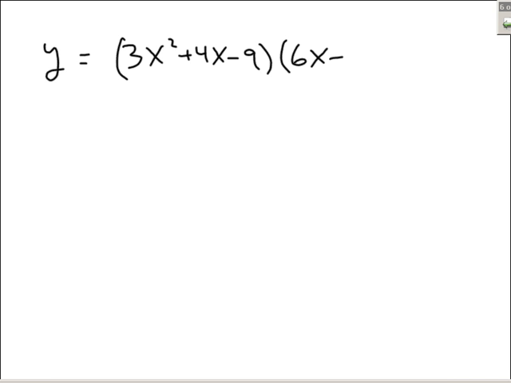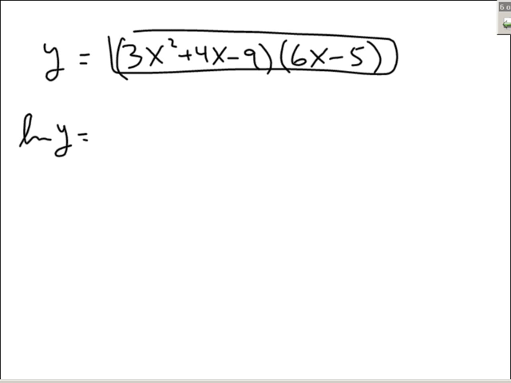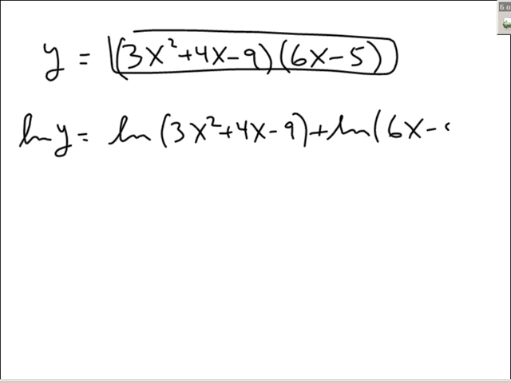Okay, we won't do the algebra at the end, but if you have y is equal to 3x squared plus 4x minus 9, and you're multiplying this by 6x minus 5, you don't have to use the product rule anymore. You can take ln of the left side and then ln of the right side. But since the right side is a product, you get ln of the first factor plus ln of the second factor.